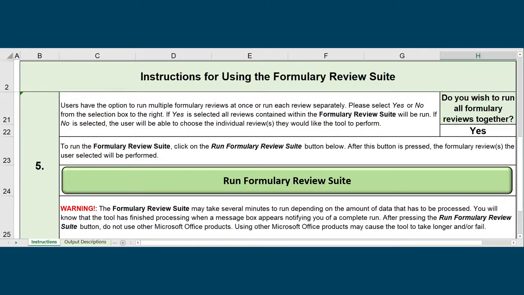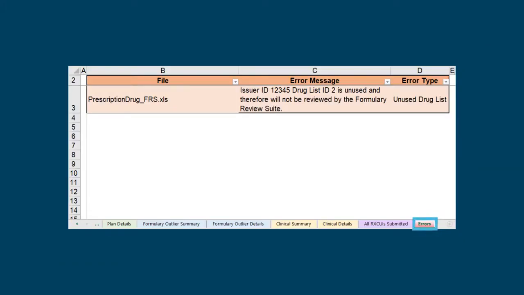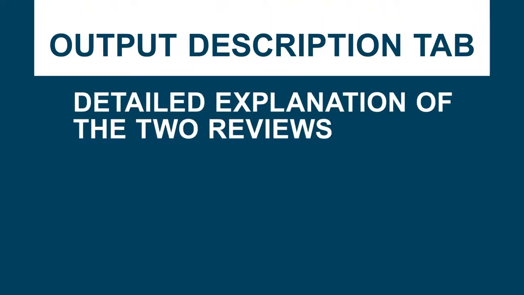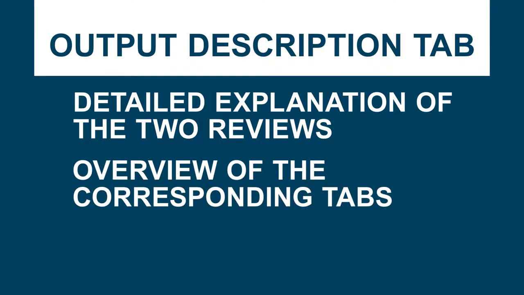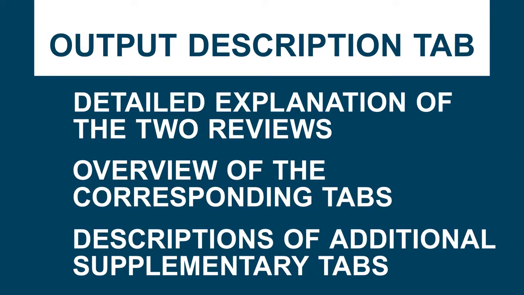If there are any data errors, an Errors tab will generate, identifying and describing the error. On the Output Description tab, you will find a more detailed explanation of the two reviews the tool runs, an overview of the corresponding tabs, and descriptions of additional supplementary tabs.